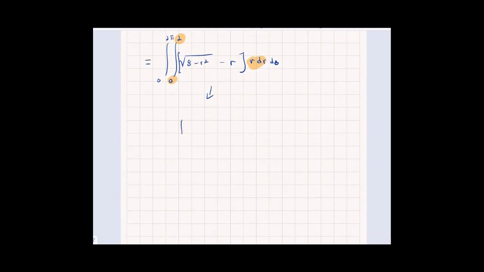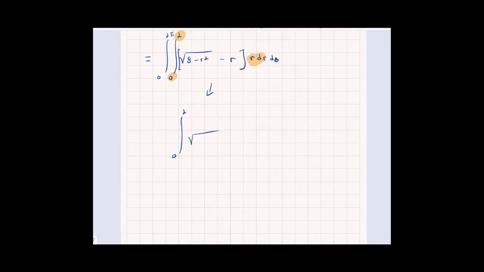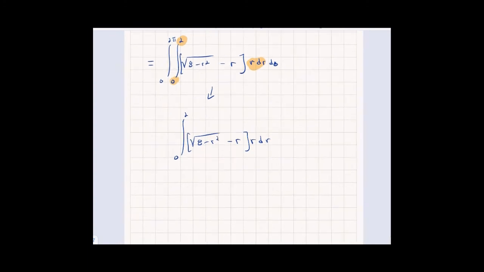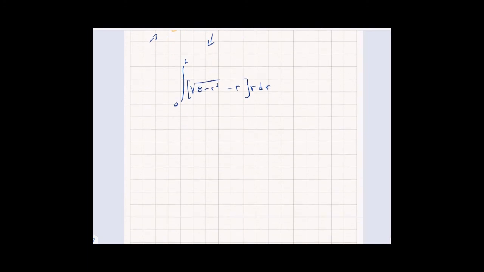I'm going to first think about this integral from 0 to 2 of square root of 8 minus r squared minus r times r dr, and I'm going to evaluate that and then plug it back in, whatever I get from that, and take that as an integral with respect to theta, a definite integral with bounds of 0 and 2 pi. But the first thing I need to do is this.